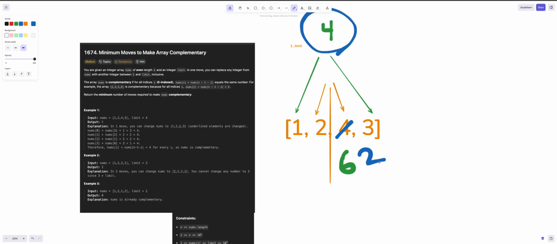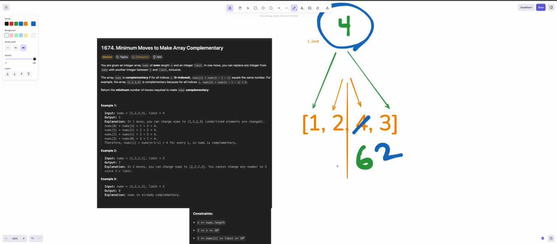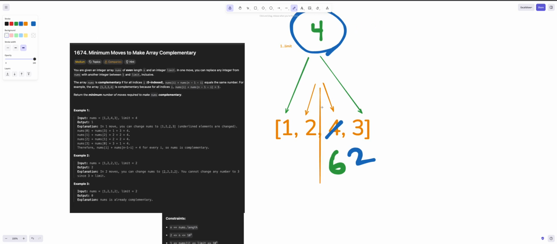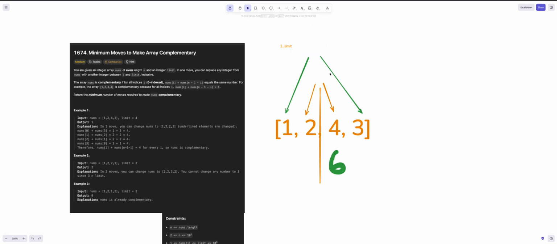So that's for the assignment 1. For assignment 2, let's think about it like this. Okay, I'm gonna delete this for a while.